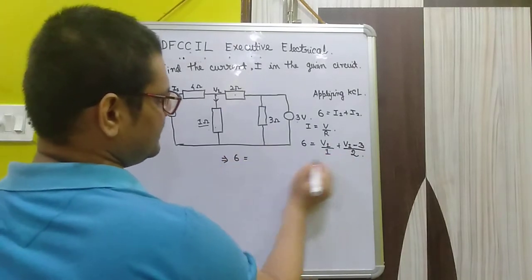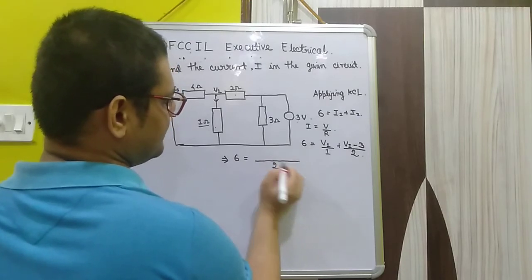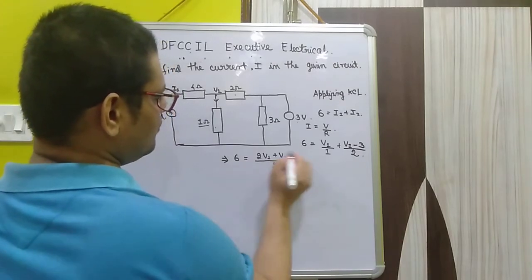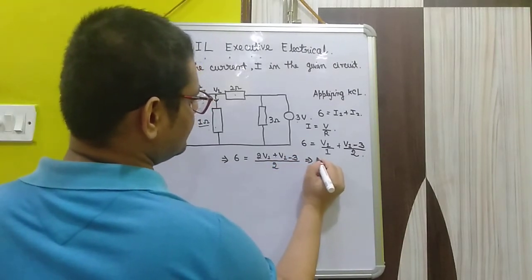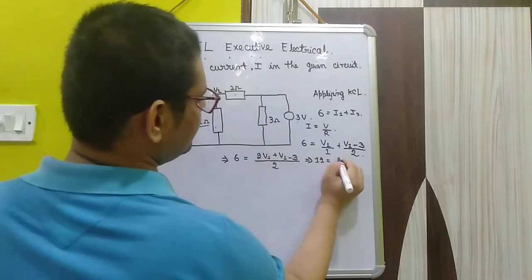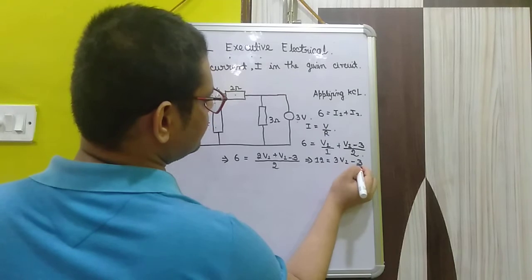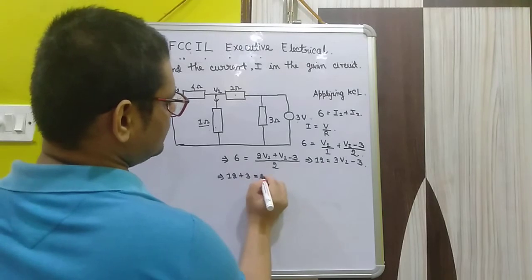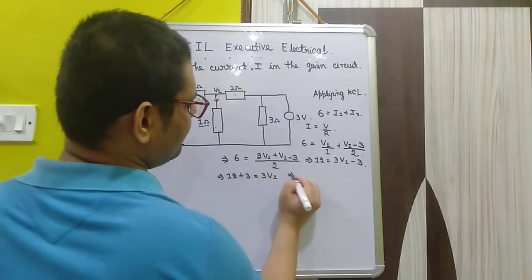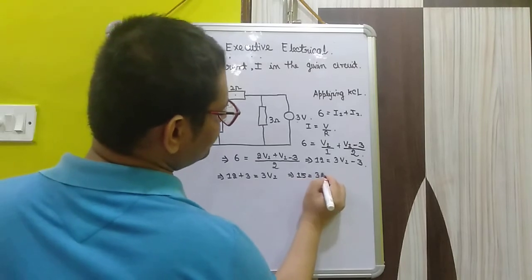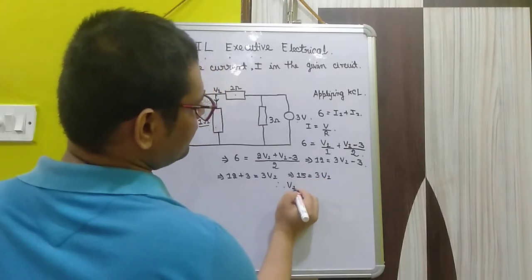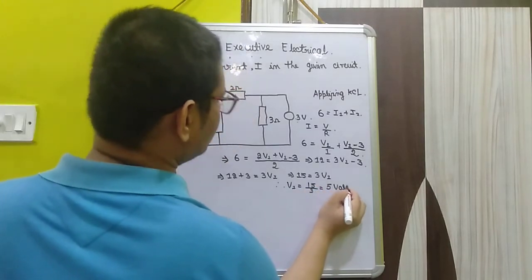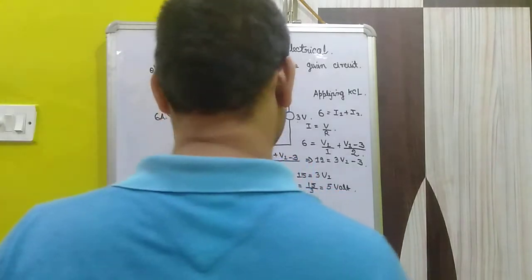6 is equal to, we take the LCM 2, then 2V1 plus V1 minus 3. So we shift these over here, that is 12 is equal to 3V1 minus 3. So 12 plus 3 is equal to 3V1, and here will be 15 is equal to 3V1, and therefore the value of V1 will be 15 by 3, that is 5 volt. So now we got the value of V1, that is the voltage.